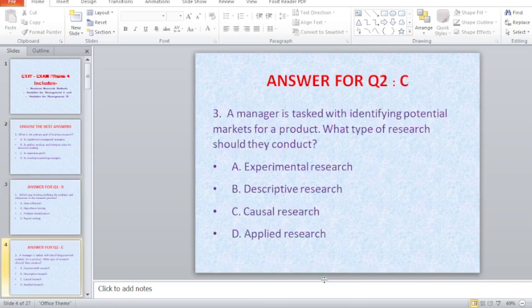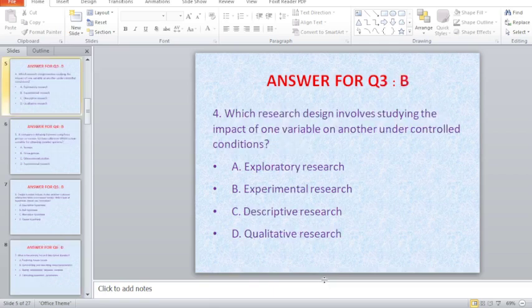Question number 3. A manager is tasked with identifying potential markets for a product. What type of research should they conduct? A. Experimental research. B. Descriptive research. C. Causal research. D. Applied research. The answer for question number 3 is B, descriptive research.